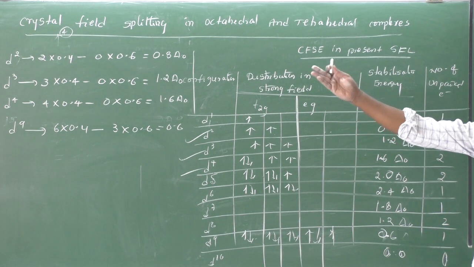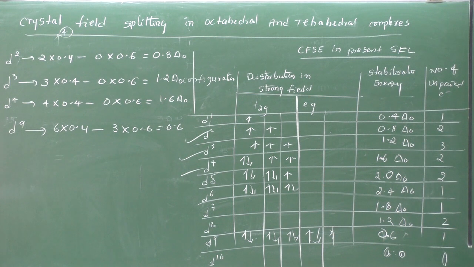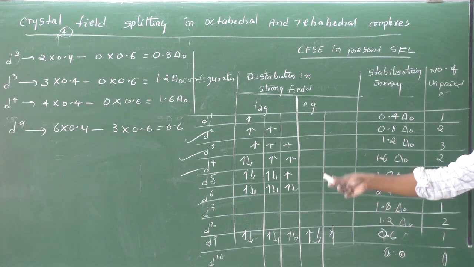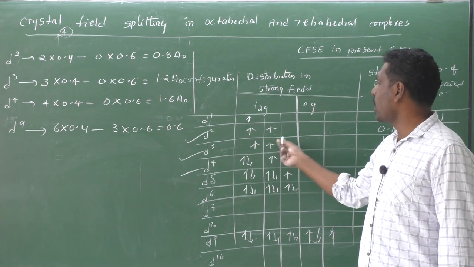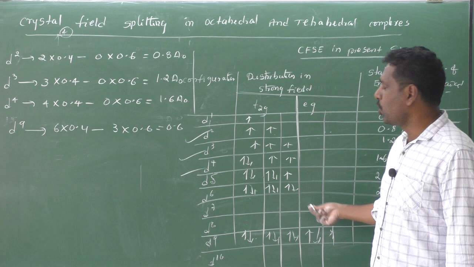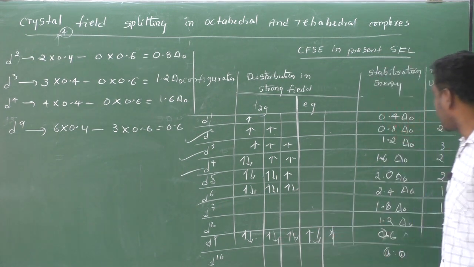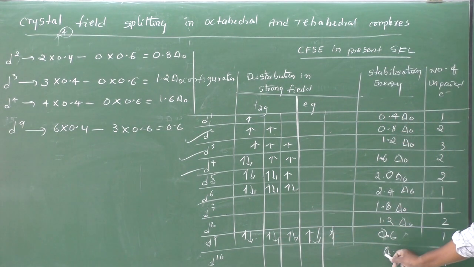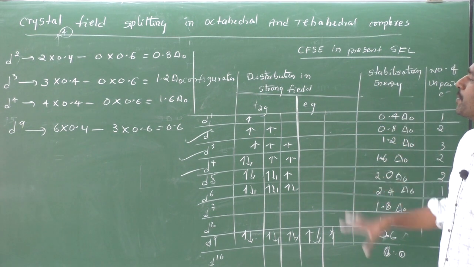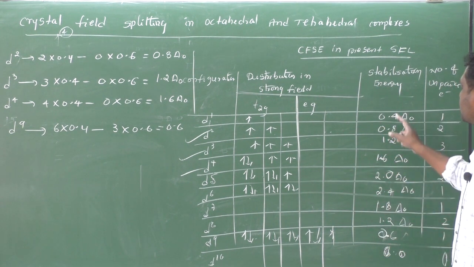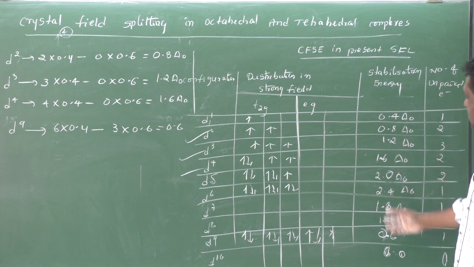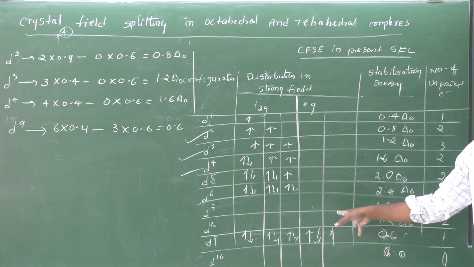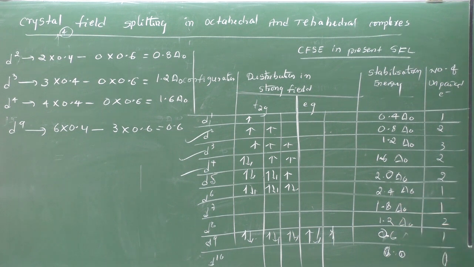I am given D2, D3, D4, D9 electrons. So this is the way to find the stabilization energy of electrons. I am already given. For D1 how to calculate, for D5 how to calculate, for D9 how to calculate. These are the values, here 0. So this is the stabilization energy, 0.4, 0.8. Just by substituting all these values you can get the values.